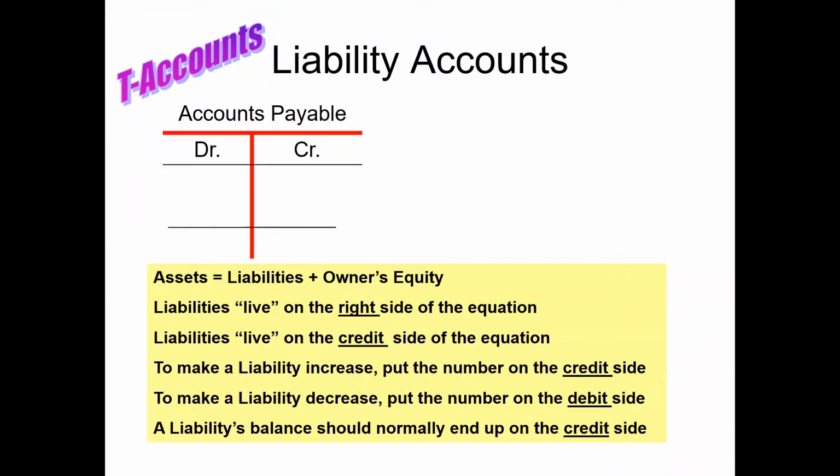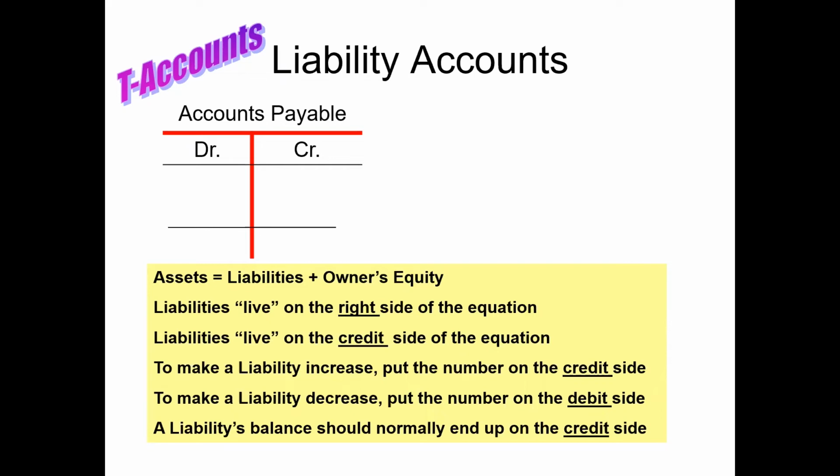Back to our accounting equation, assets equals liabilities plus equity. Our liabilities live on the right side of the equation. Liabilities live on the credit side of the equation. To make liabilities increase, we put the number on the credit side. To make liabilities decrease, we put the number on the debit side. A liability balance should normally end up on the credit side.